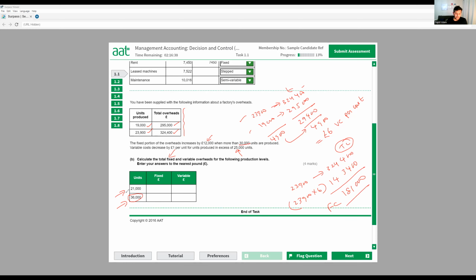Now I can go back to my question. So for 21,000 units, how much will be the fixed? How much is the variable? Fixed is fixed anyway, 181,000 for both units. For the variable cost, if you remember, we have a variable cost per unit of 6. So for 21,000 units, 21,000 times 6 gives me 126,000. This is my variable cost.